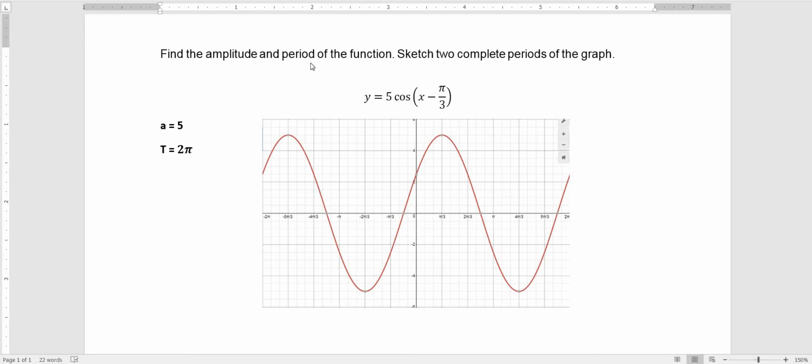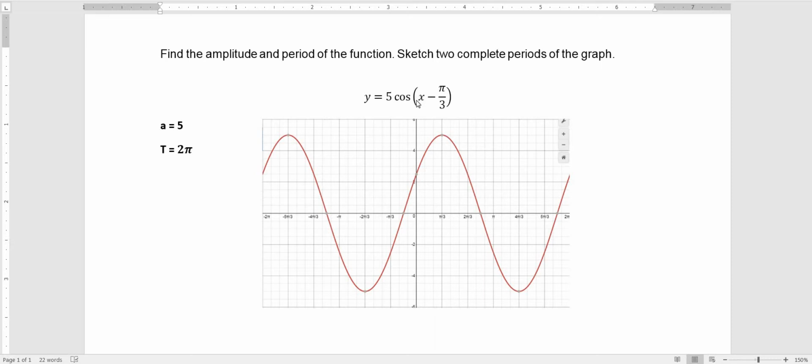How do we find period? Period is 2 pi divided by b. Remember, b is this coefficient inside the trig function here, whatever's in front of our x or our theta, whatever variable they throw at us. In this case, it's just a 1. And so 2 pi divided by 1, nothing's changed. The period is 2 pi.